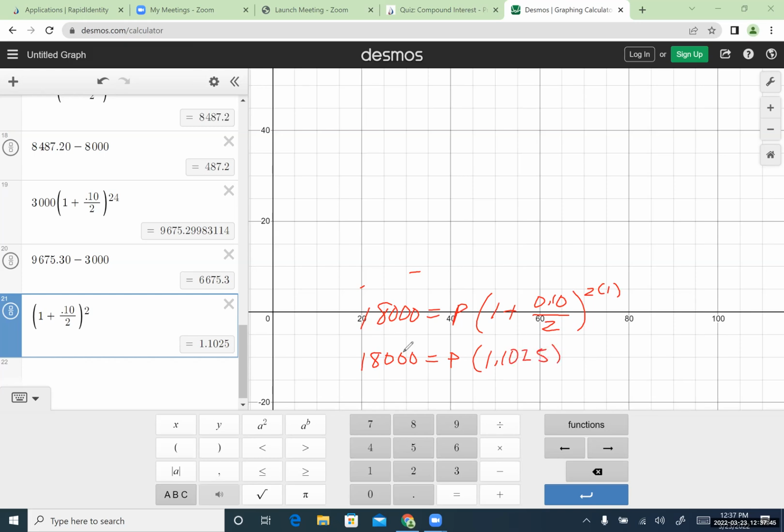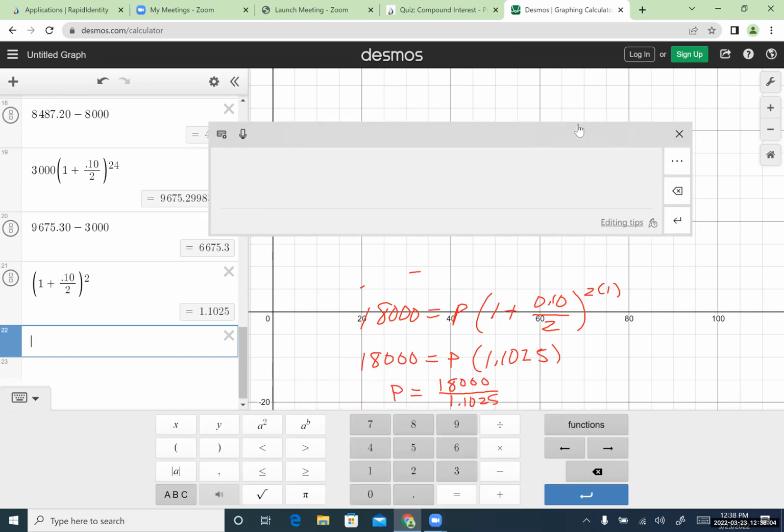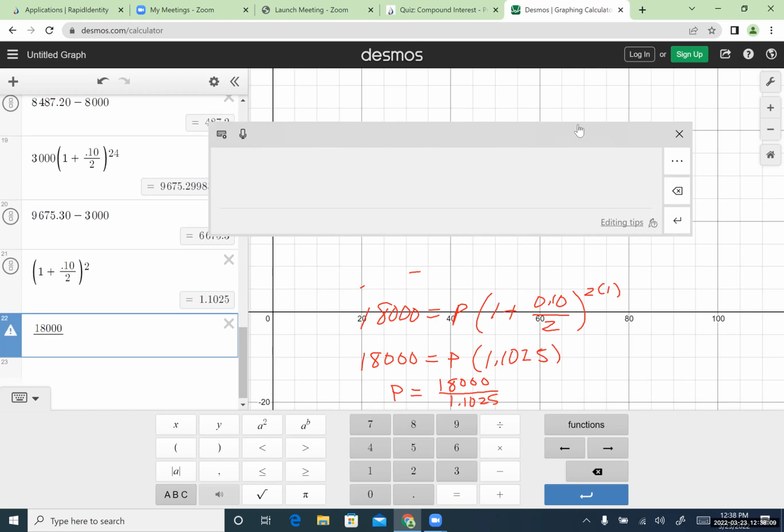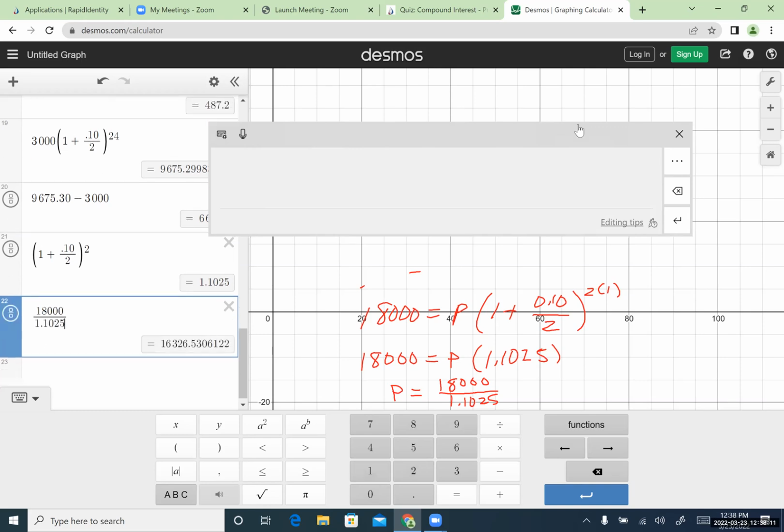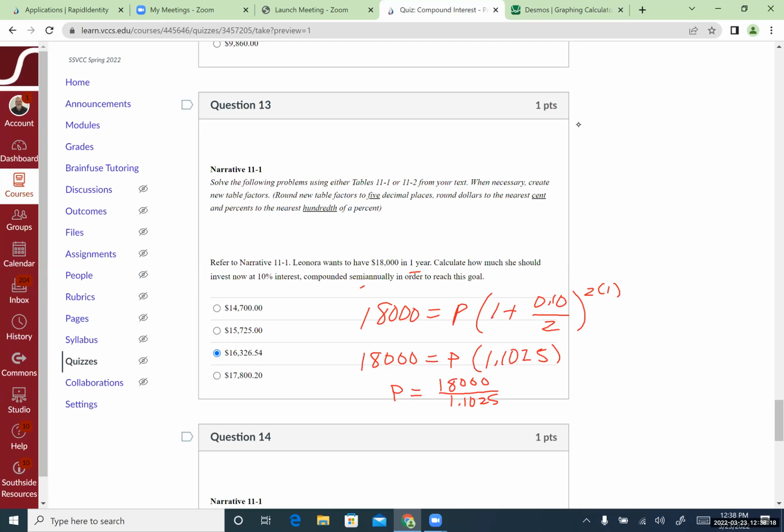It's that. So to solve for the principal, how much we need to invest to end up with $18,000, we divide both sides of this equation we have by that 1.1025. And that should give us how much the initial investment needs to be. So now I'm taking that 18,000 I want to end up with, and I'm dividing it by this 1.1025. 16,326.53. 16,326.54. Close enough.